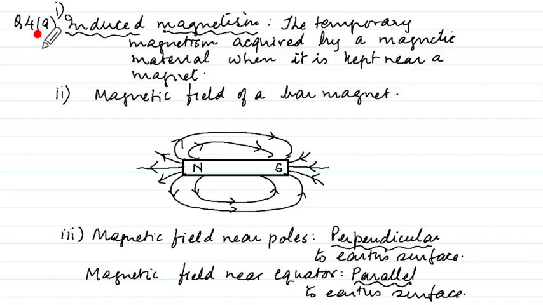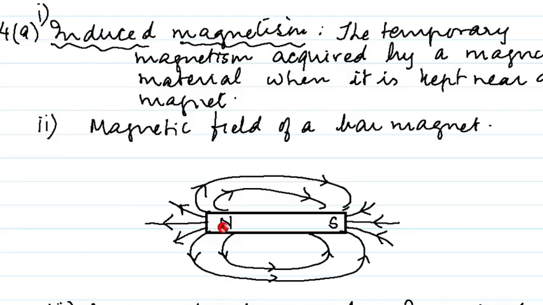So we've written question 4a, first part, induced magnetism, and the definition, temporary magnetism acquired by a magnetic material when it is kept near the magnet. Second question was draw the magnetic field lines of the bar magnet. Now for this bar magnet, we will show a rectangle like this and we mark it north and south, north polarity, south polarity, and magnetic field lines start from north and end up in south.